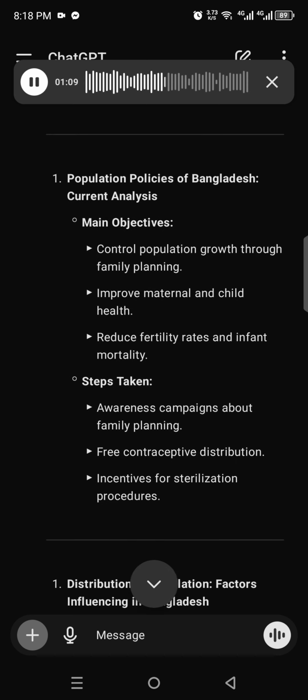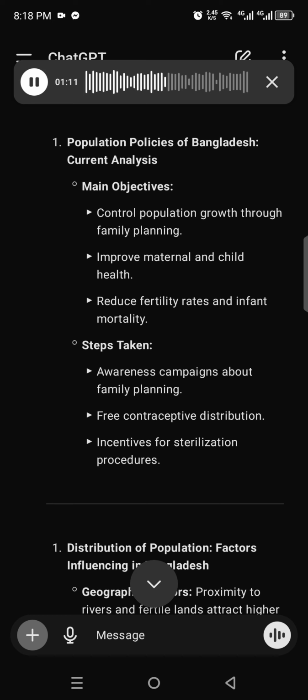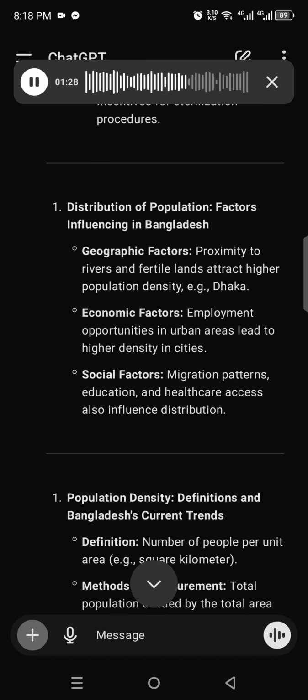3. Population policies of Bangladesh, current analysis. Main objectives: control population growth through family planning, improve maternal and child health, reduce fertility rates and infant mortality. Steps taken: awareness campaigns about family planning, free contraceptive distribution, incentives for sterilization procedures.